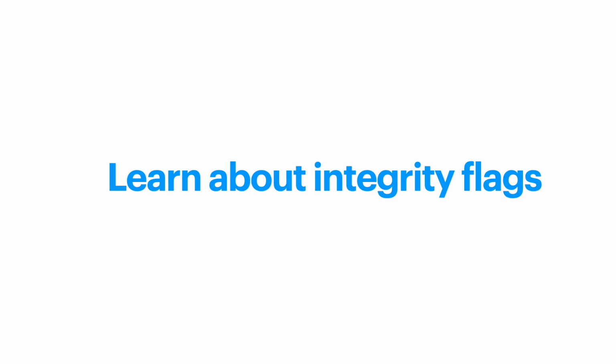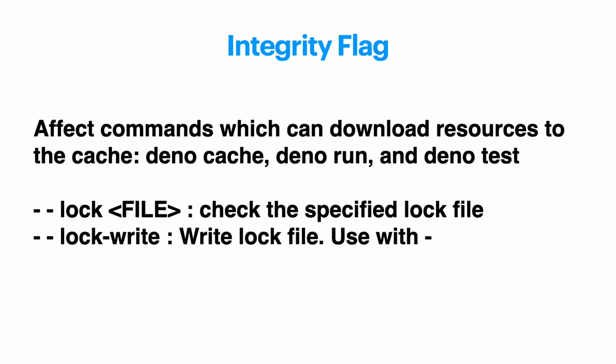First thing we want to learn about is integrity flags. So what is an integrity flag? It affects the commands which can download resources to the cache. For example, deno cache, deno run, and deno test. Two examples are that you can specify a lock file, and you can write to the lock file, and you can use it with the hyphen option.